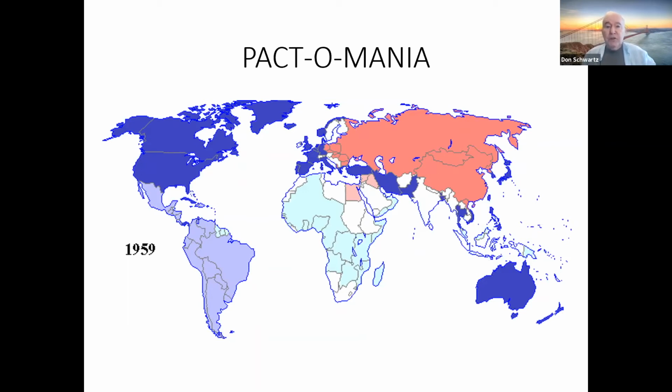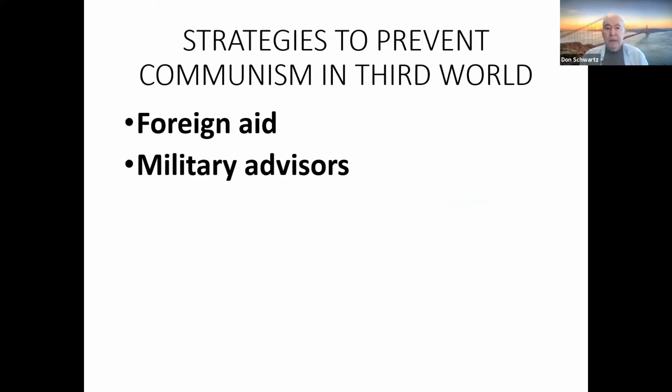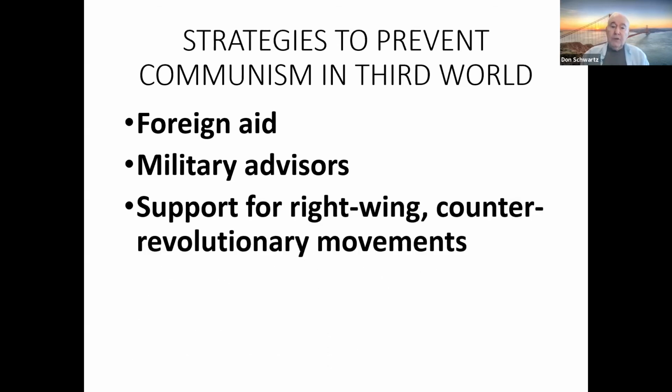And the Eisenhower administration adopted strategies to prevent communist influence from growing in third world countries. Thus, under the Eisenhower administration, the United States offered foreign aid to developing countries, and the US sent military advisors there. Also, America supported right-wing counter-revolutionary organizations because they were anti-communist. And if those strategies didn't work, the administration resorted to covert activities.